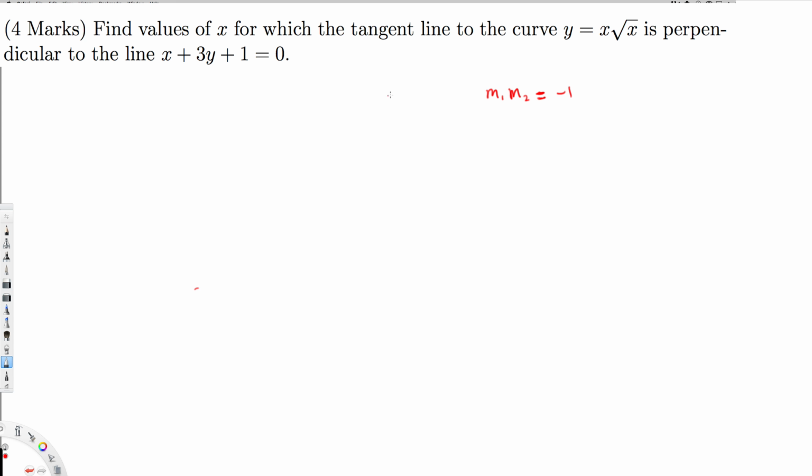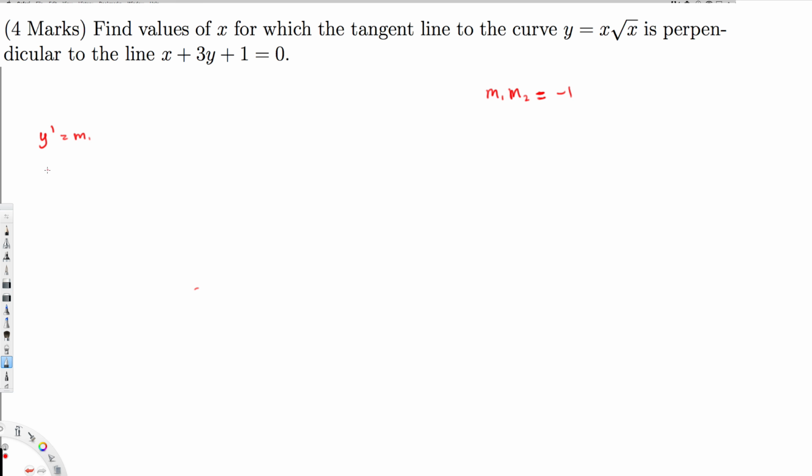If we find these two slopes and put them in the equation, we can solve for x. So let's see how we can do this. First of all, to find the slope of the curve, I can find the derivative of y. Whatever the value is going to be is the slope of that curve. So y prime is going to be equal to m1.